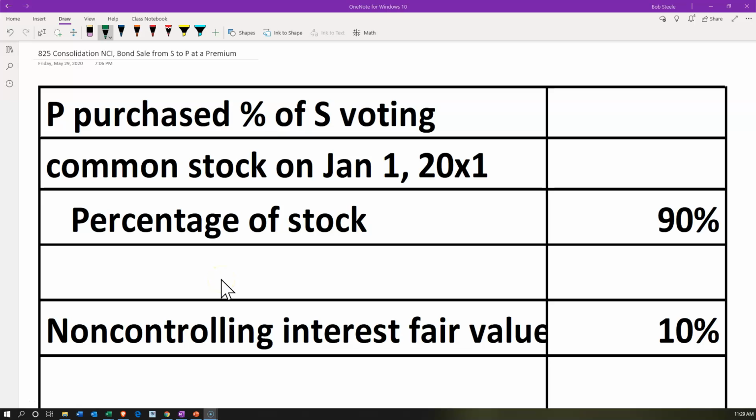Here we are in OneNote. We have our information for our practice problem. We're going to go through all the information first, and then we're going to go back through and pull pieces of that information as we go through calculations within the practice problem.